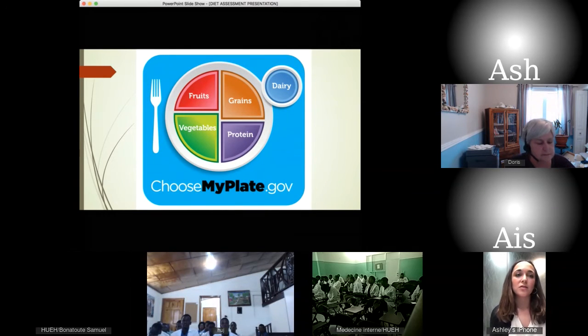Sometimes we don't have access to these tools. This is a really simple way to visualize for ourselves and also when we're educating patients and community members about sort of what constitutes a healthy diet. This is called My Plate.